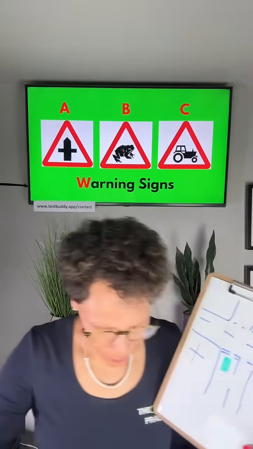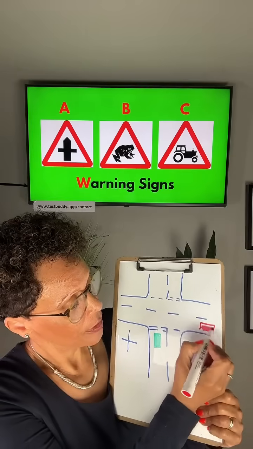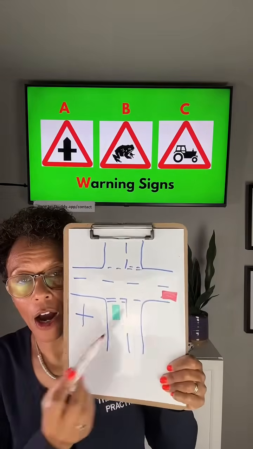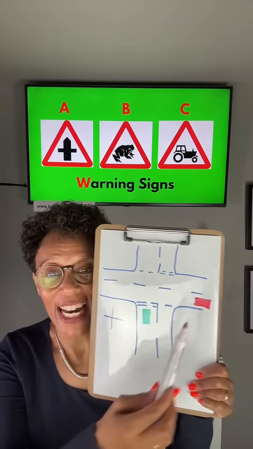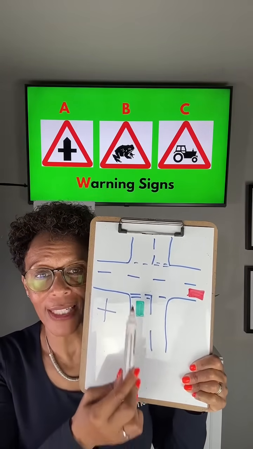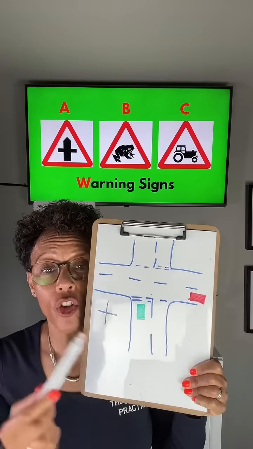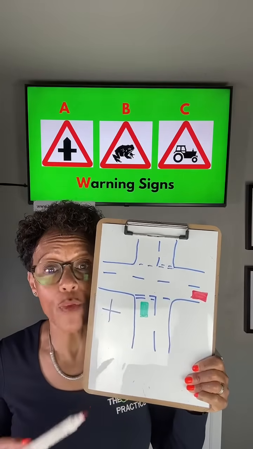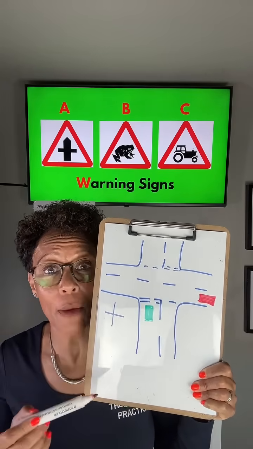If you are here in the red car and you're driving in this direction, thank you Gina for the heart, you've not only got a road to the left, you've also got a road to the right. You've got this extra junction. You've got to be really, really careful. So this one is a crossroads. Does that now make sense?